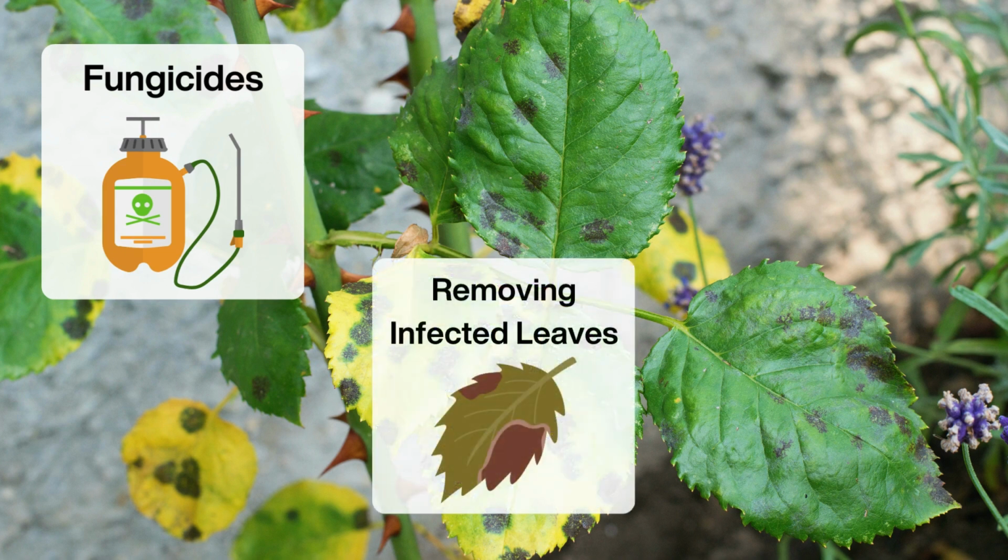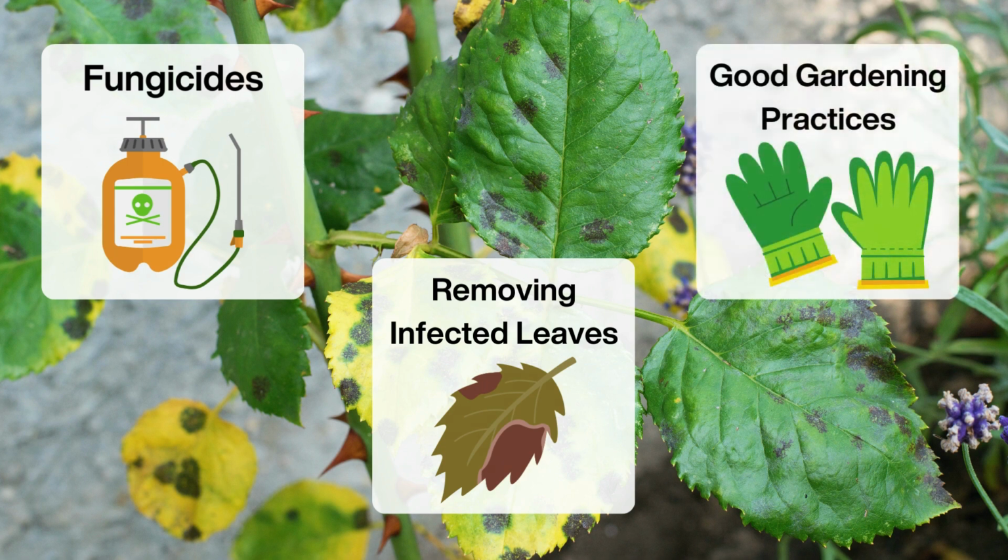You can also remove infected leaves. Removing and destroying infected leaves can help to minimize the spread of fungal spores. Finally, implementing good gardening practices like ensuring good air circulation around plants and avoiding overhead watering can reduce the conditions that favor fungal growth.